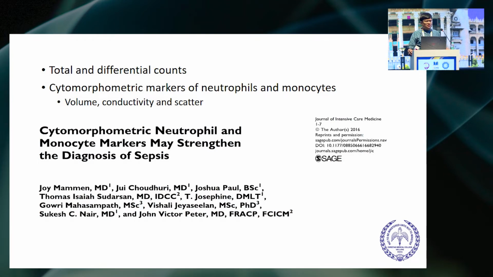So clinical pathology, you can do the usual counts. You can also see the cytomorphometric markers in neutrophils and monocytes. Now there are systems available where you see the size of the neutrophils, monocytes, and the distribution. And use the CRP and procalcitonin, and that actually aids in strengthening your diagnosis. This is a study done in our institution, which showed that cytomorphometric neutrophil parameters can also be useful in diagnosing. All these tests can be run quickly, but may not be available in all laboratories.